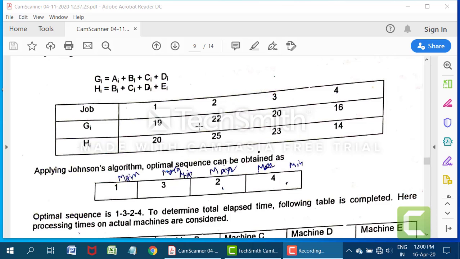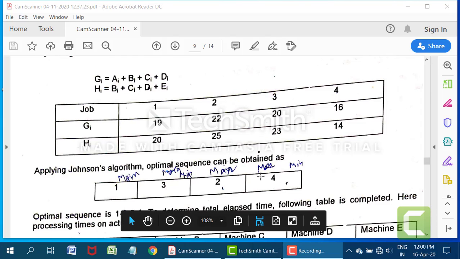So among these processing times 22, 20, 25, 23, what is the minimum? The minimum is this one. This is occurring on the first machine itself, G, and the corresponding job number is 3. Hence job number 3 must be placed at the end. At the end, 4 is already seated here.